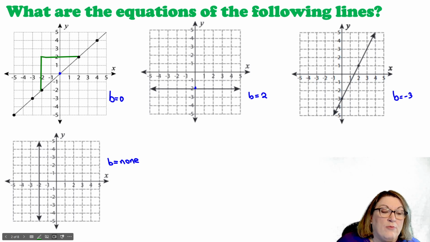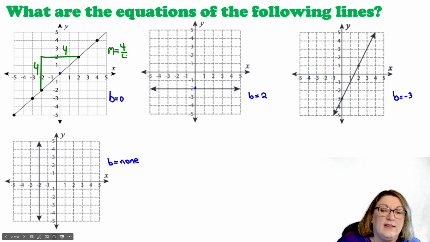And I'm going to count my rise squares. And since each of these squares are worth 1 going up, I'm going to count 1, 2, 3, 4. There's 4 squares here on the rise. And then the run is 1, 2, 3, 4. Also 4 squares on the run. So my slope is the change in y, which is my rise, over my run.